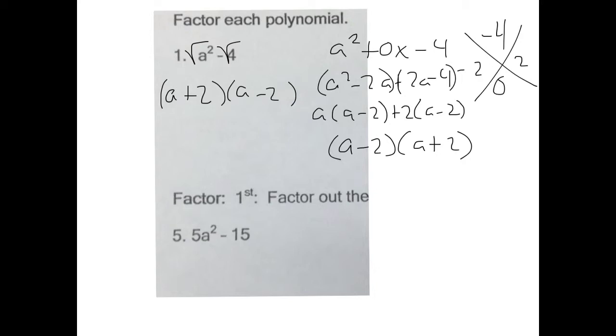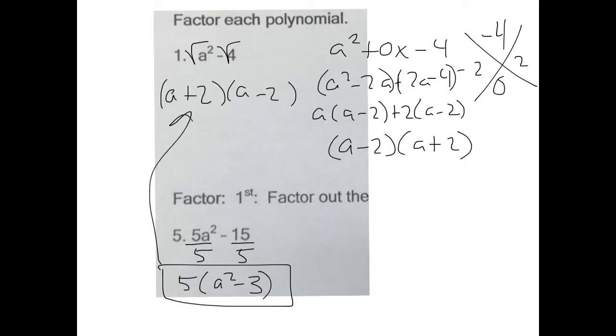In this one you do have to pull the GCF out first. You got to pull the 5 out. And so this becomes 5, and that stays a squared minus 3. Then that is done being factored because this 3 is not a square, so you can't do anything else with it. If that 3 was a square, you could revert back and do the factoring up there.